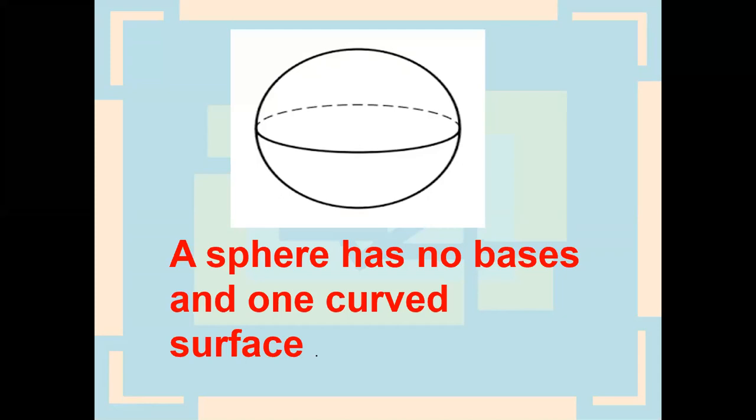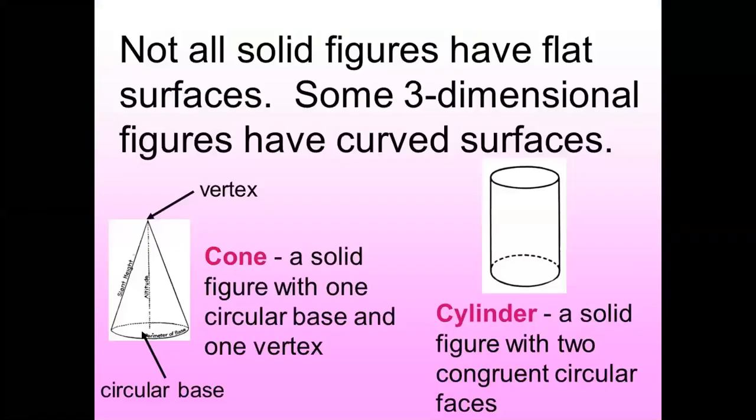In the prism, we have two parallel bases. And in the pyramid we have only one base. The other faces in the prism are rectangles, and the other faces in the pyramid are triangles. Okay, and these three are not polyhedrons. This is the cone, cylinder, and sphere.